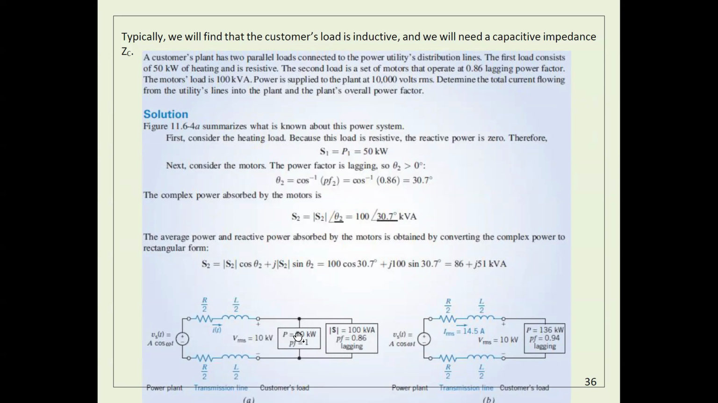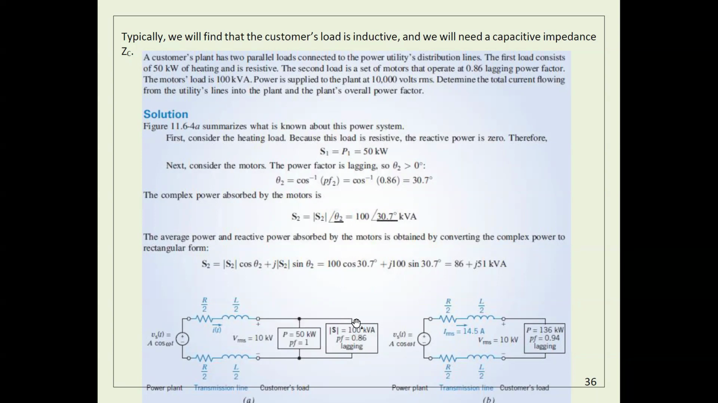I have the first power. What is the complex power for the first load? It's just 50, because this is a resistance. It does not have an imaginary part. So for the first load, the complex power is just 50 kilowatts, because the power factor is 1. Okay, because this is a resistance, it doesn't have an imaginary part.